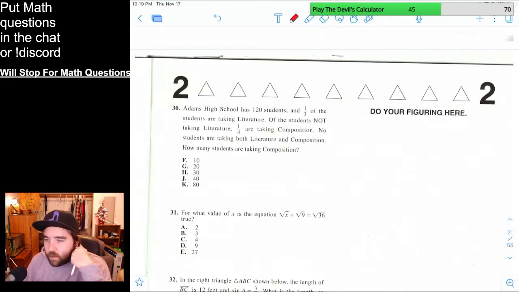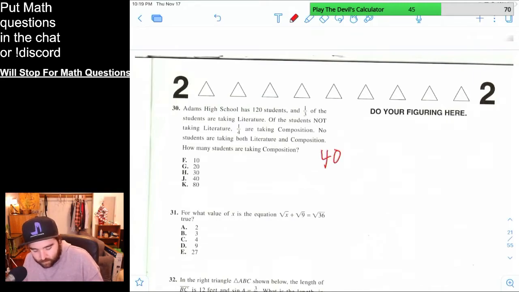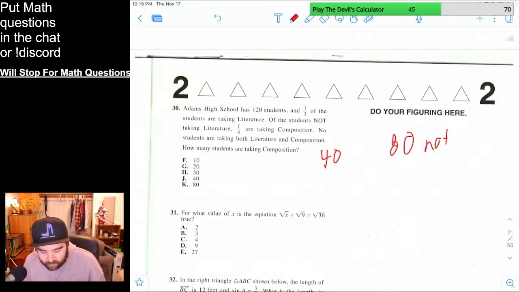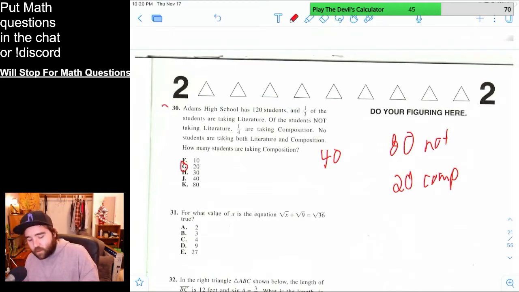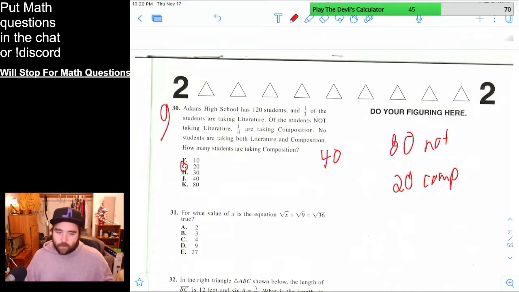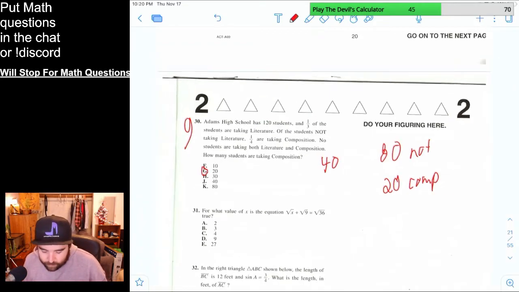Okay, so Adams High School, a third of the students are taking literature. So that means 40 students are taking literature, 80 are not taking literature. Of the students not taking literature, a quarter are taking composition. So 20 of those take composition, as they don't overlap. So how many students are taking composition? 20. Beautiful. That was pretty good timing.